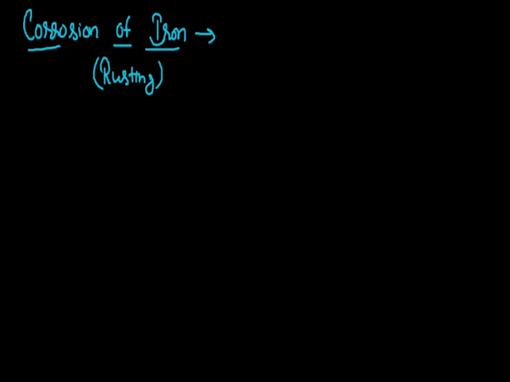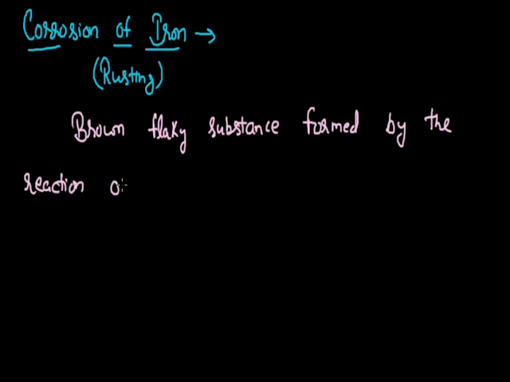Hello students, today we will be dealing with the corrosion of iron. This corrosion of iron is also known as the process of rusting. When iron objects are exposed to moist air, by the reaction they form a brown flaky substance, and this brown flaky substance formed by the reaction of iron with moist air is termed as rust. And this process of rust formation is termed as rusting.